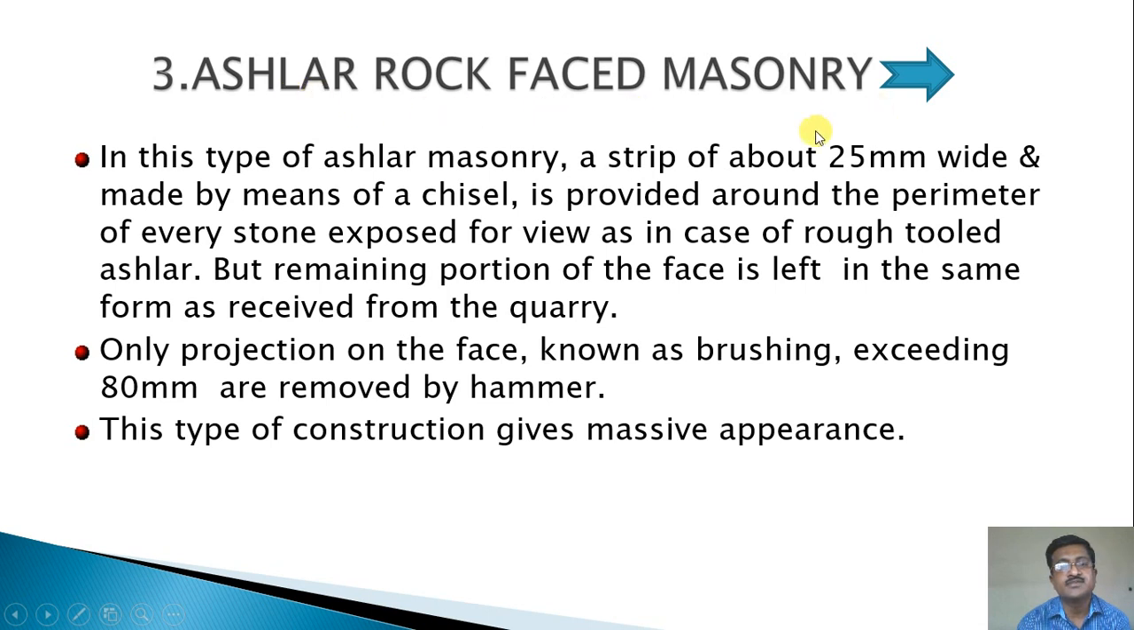Ashlar rock faced masonry. In this type of ashlar masonry, a strip of about 25 mm wide, made by means of a chisel, is provided around the perimeter of every stone exposed to view, as in the case of rough tooled ashlar, but the remaining portion of the face is left in the same form as received from the quarry. Only projections of this face, known as bushing, exceeding 80 mm are removed by the hammer. This type of construction gives a massive appearance.